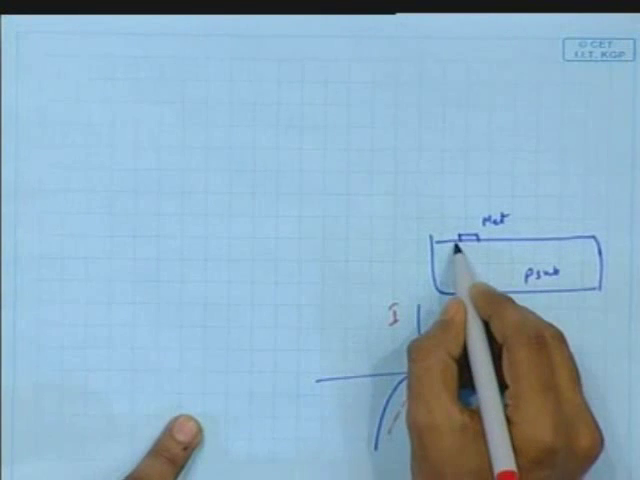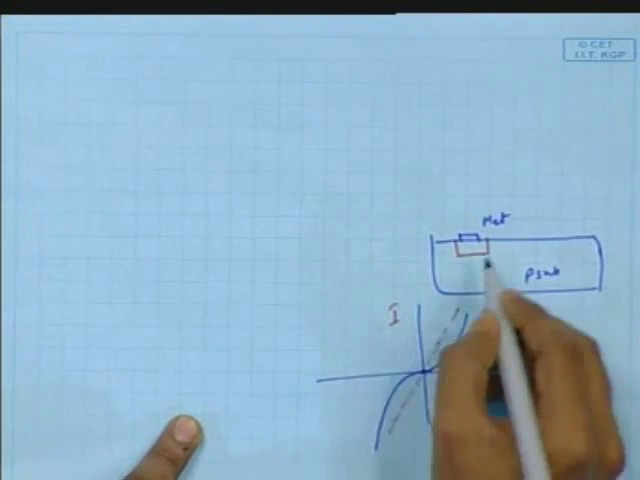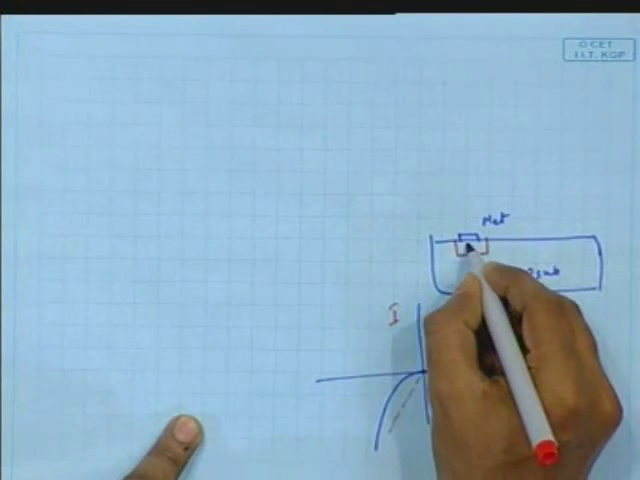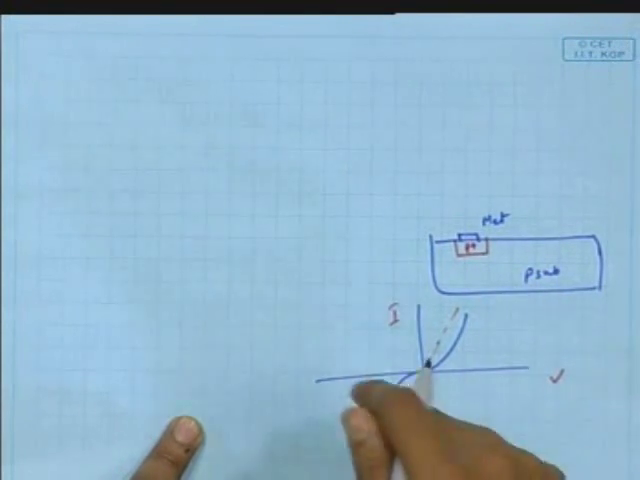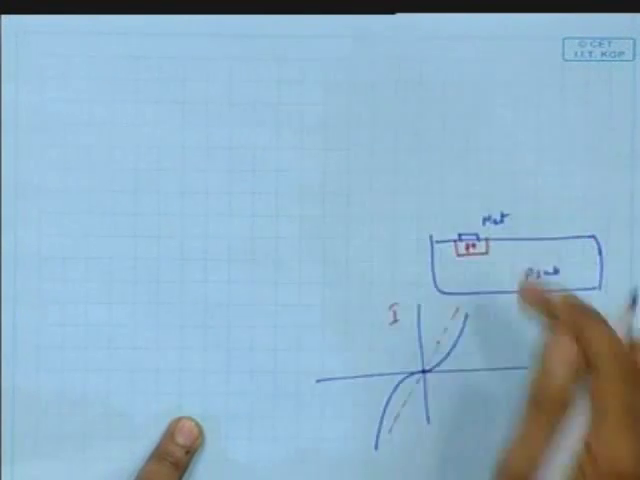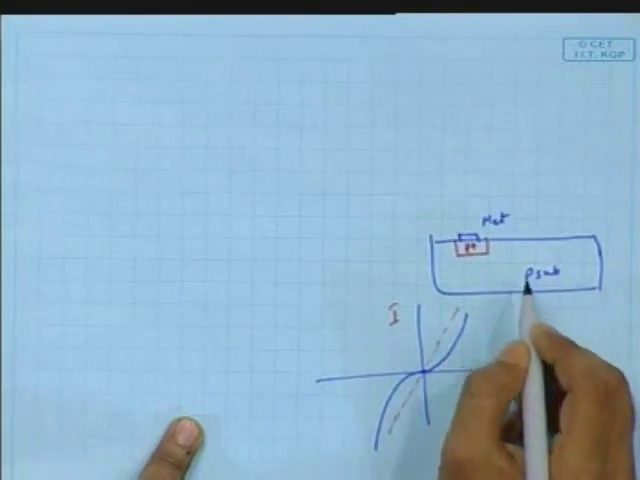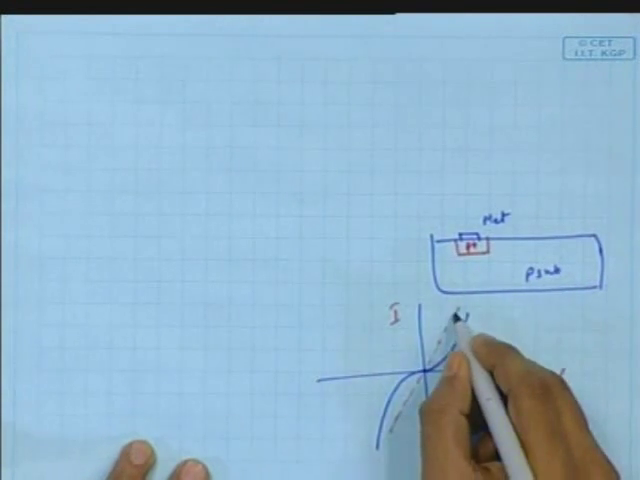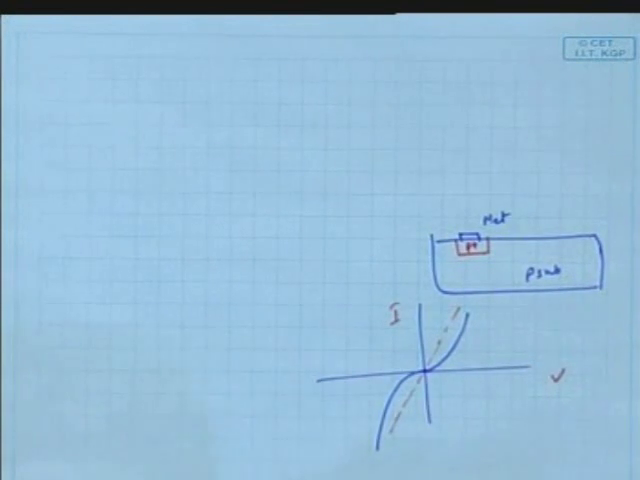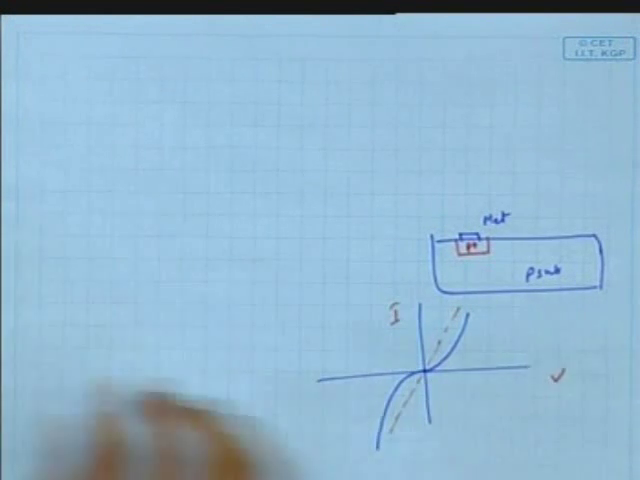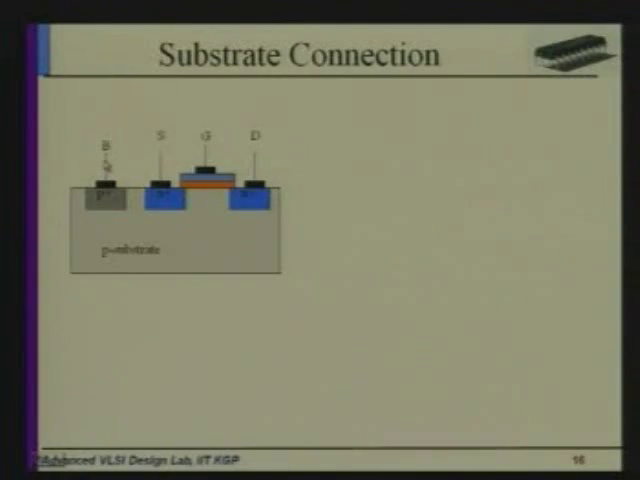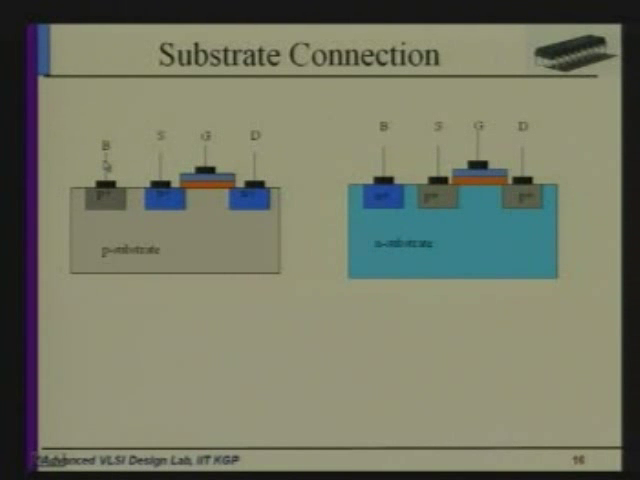But if you add here, this is considered a P minus, P type substrate. So you have to drop P plus here, then over that you add metal. At that time, due to the tunneling effect, you can get these characteristics and ohmic characteristics. Okay. So this is the connection for the body. This is for NMOS, this is for PMOS.